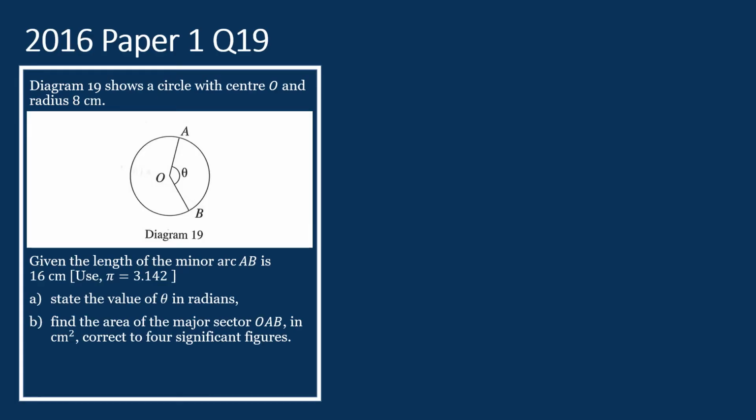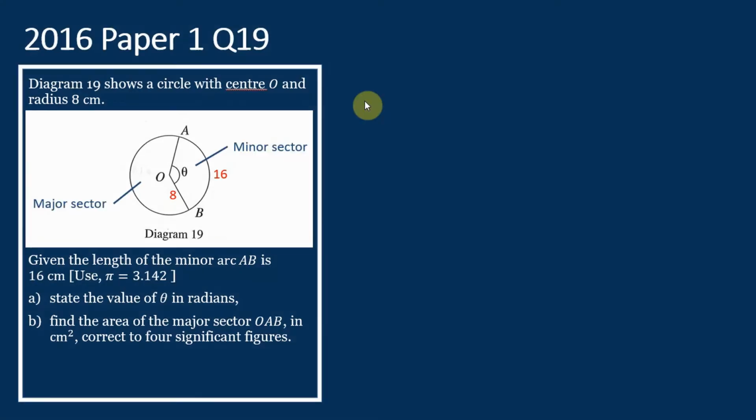Now let's see this question. This is a past exam question, 2016 paper 1 question 19. Diagram 19 shows a circle with center O and radius 8 cm. Given the length of the minor arc AB is 16 cm and use pi equals 3.142, A, state the value of theta in radians, and B, find the area of the major sector OAB in centimeter square, correct to 4 significant figures.